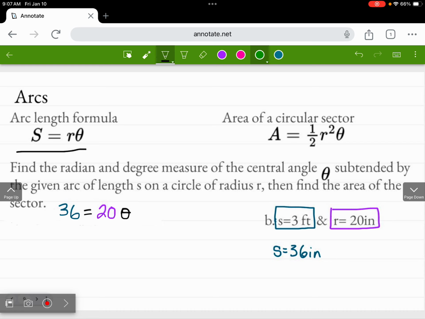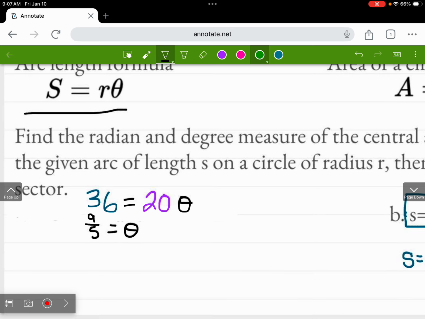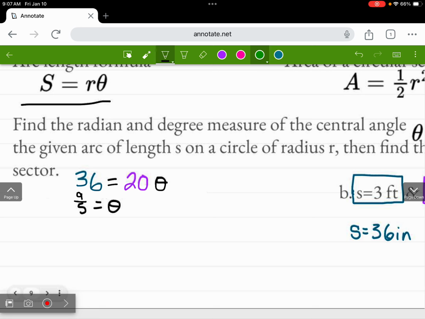What do we do to find theta? Divide by 20. What do we get when we divide by 20? Say it again. Oh, 9 over 5. I thought you said 9.5, and I'm like, oh, what? 9 over 5, yep. And we could absolutely leave that as a fraction if you'd like. You could also put it as a decimal for this since we're working with it, but 9/5 is a fine unit. What kind of measurement is this? Is this radians or degrees?